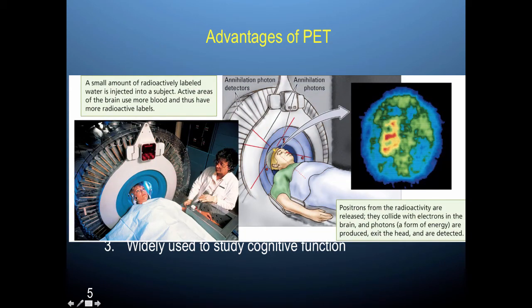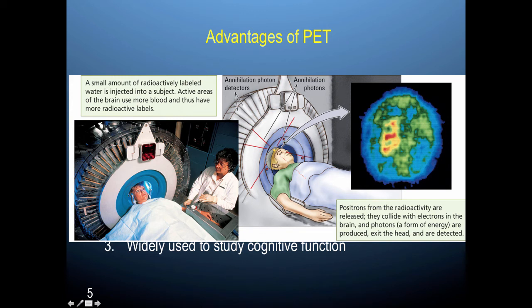Here's an example of what a PET scanner looks like. It looks a little bit big and scary, but it's not actually. A small amount of radioactively labeled water is injected into a subject, and active areas of the brain are going to use more blood, just as active muscles in your body use more blood, and thus more of the radioactive labeled material will travel there. Once it travels there, you have these annihilation photon detectors, which detect the annihilation photons.